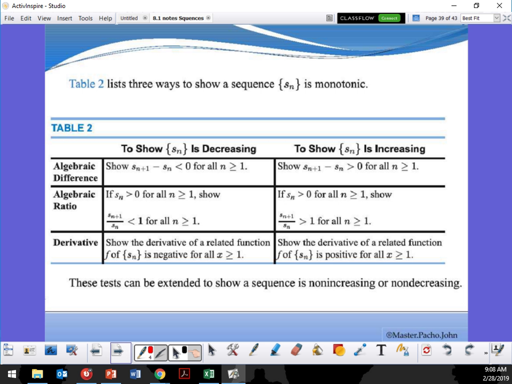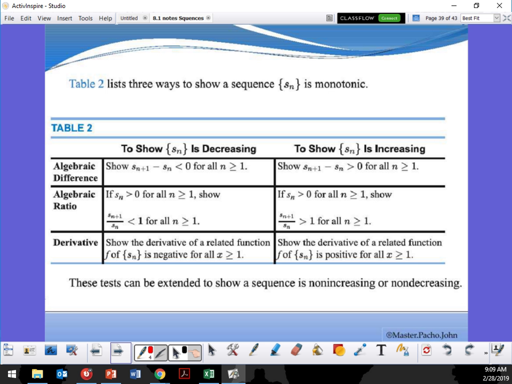There are 3 ways to show a sequence is monotonic. First, algebraic using a difference. This right here minus that. My next term minus my initial term is going to be less than 0. That would be decreasing. If I subtract my initial term from my next term and it's greater than 0, that would be increasing.